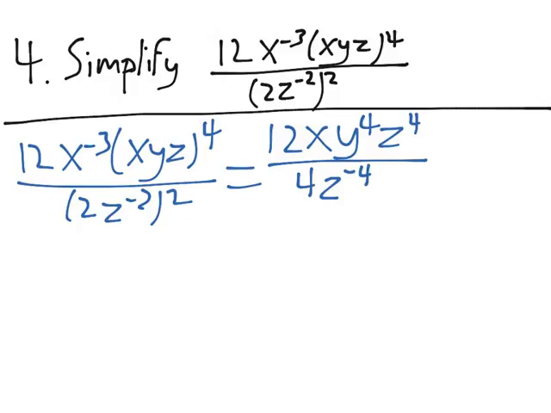Finally, we can divide. So first, dealing with the numbers, we'll have 12 divided by 4, which is 3. The x terms will give us just x. The y terms will give us y to the fourth, since there's no extra y terms in the denominator. And finally, we have z to the fourth divided by z to the minus fourth, which means that we'll have z to the power 4 minus minus 4. The minus signs cancel here, and we get 4 plus 4, which is 8, giving us 3xy to the fourth z to the eighth as our final answer.